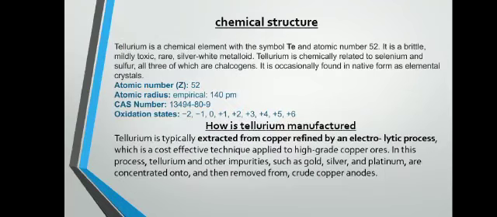Chemical structure. Tellurium is a chemical element which has atomic number 52, atomic radius 140 picometers. Oxidation states are -2, -1, 0, +1, +2, +3, +4, +5, and +6. It's occasionally found in native form as elemental crystals.